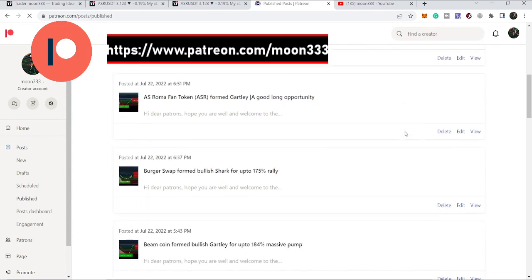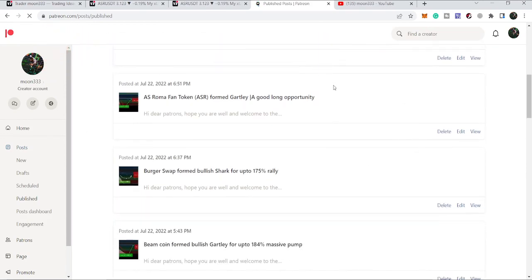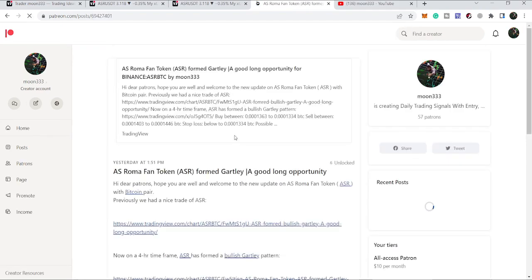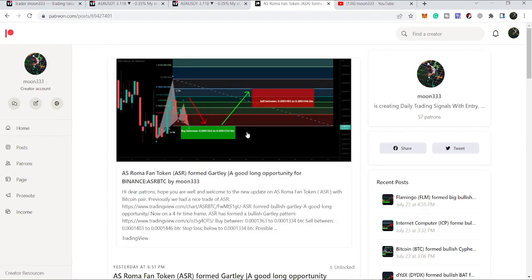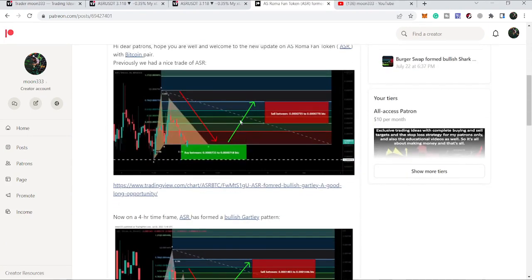So let's start the analysis, and first of all, let me begin with this recent trade setup of ASR that I shared yesterday when ASR completed this harmonic bullish reversal Gartley move. And before this, in the month of Feb, ASR completed such a move, and that was another Gartley. This was the previous Gartley.